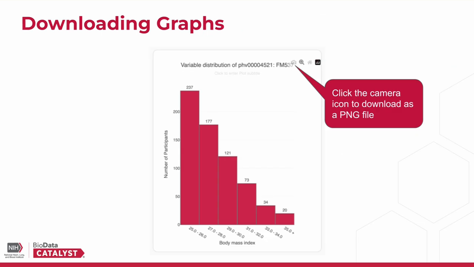If we are interested in downloading the graph, we can click on the camera icon in the top right corner. This will download the file as an image file with a PNG extension.